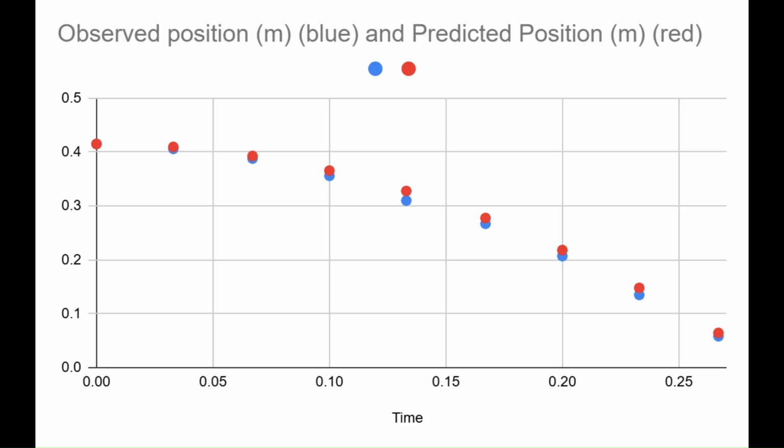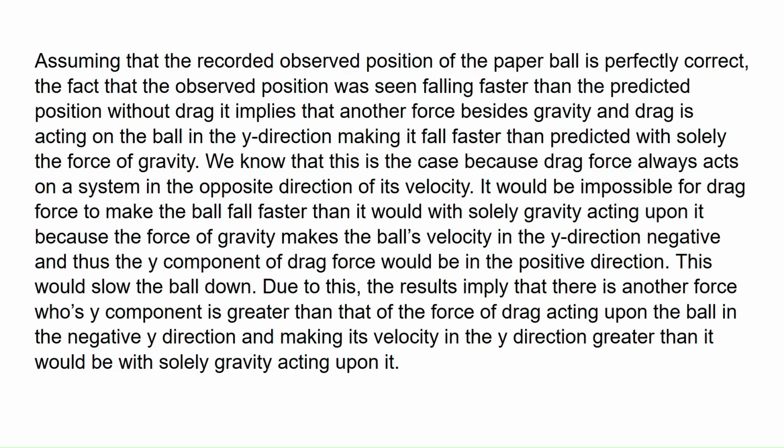As discussed earlier, our graph with drag and our graph without drag are the same because we found that drag is 0, because the ball in actuality fell quicker than the predicted position of the ball. Discussion/conclusion. Assuming that the recorded observed position of the paper ball is perfectly correct, the fact that the observed position was seen falling faster than the predicted position without drag implies that another force besides gravity and drag is acting on the ball in the y direction, making it fall faster than predicted with solely the force of gravity, computationally.